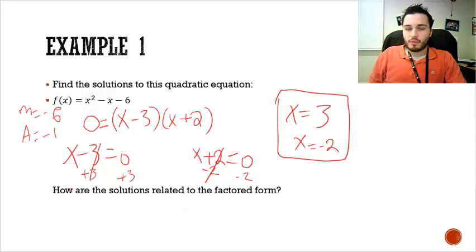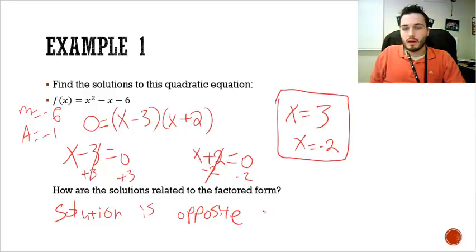But here's a thought for you. How are the solutions here related to the factored form here? Well, what I'm talking about specifically is here. This factor form is x minus 3, but the solution is positive 3. Or this was x plus 2, and the solution was -2. So as you might be drawing the conclusion, the relationship is the solution is just the opposite sign of the factored form. Solution is the opposite sign of factored form.